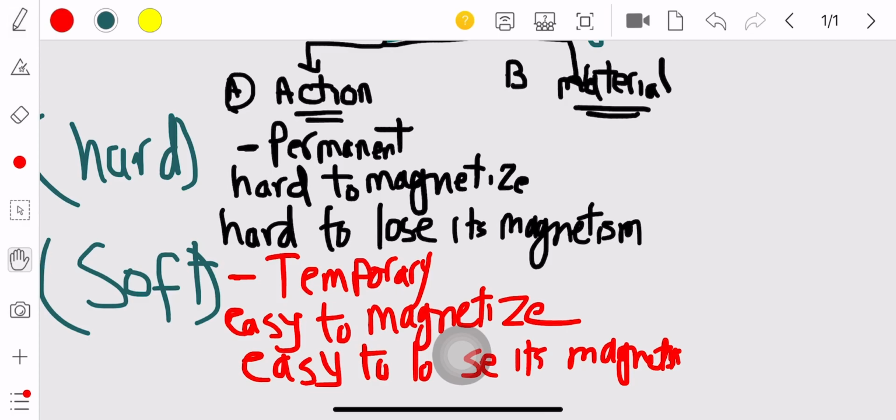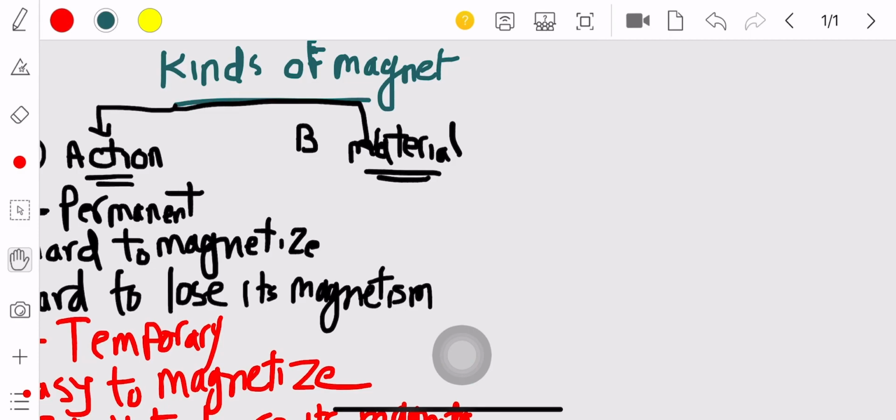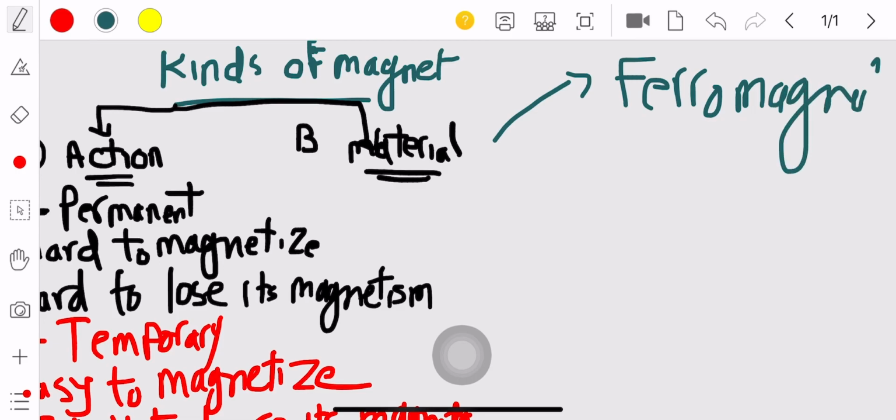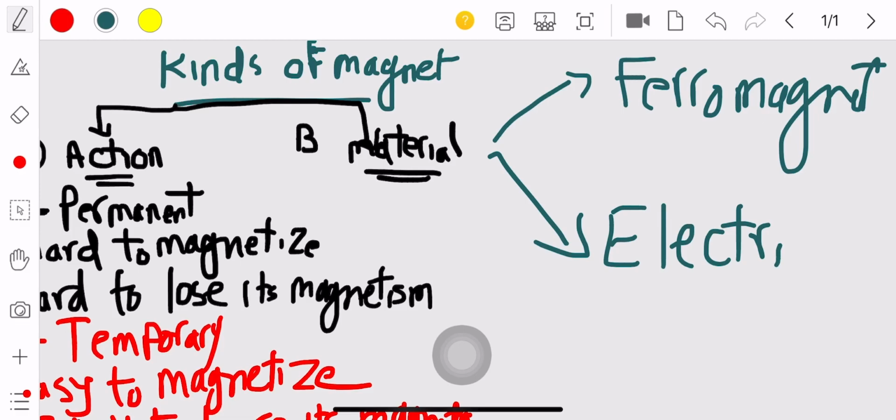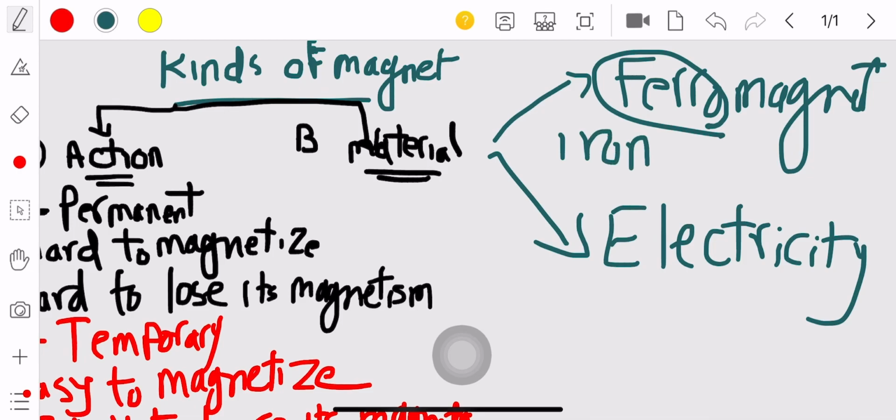Okay. How can we classify the magnet according to the material from which they are made? According to the material, we will classify them as ferromagnet. I think one metal came to your mind. According to the material from which they are made, they can be made up from electricity. Ferromagnet, so what do they contain? Ferric, ferrous, chemistry, iron. So we have ferromagnet, containing iron, cobalt, and nickel.